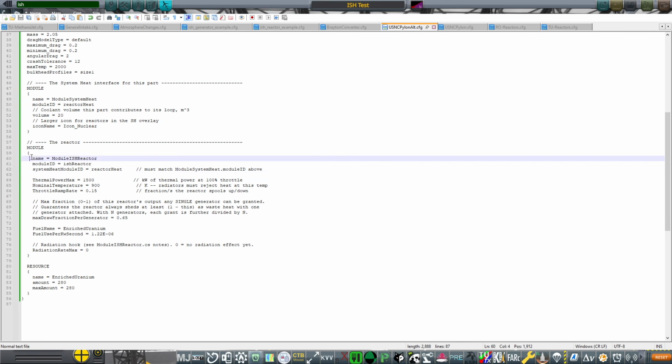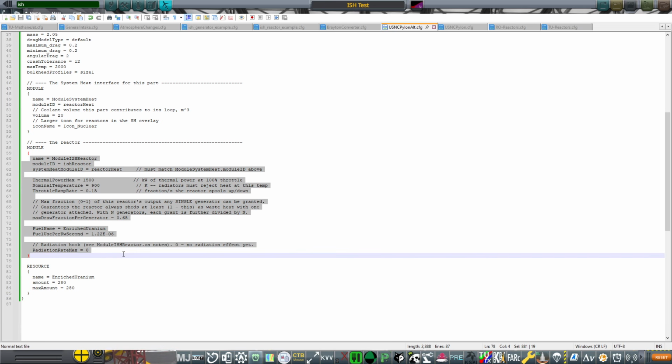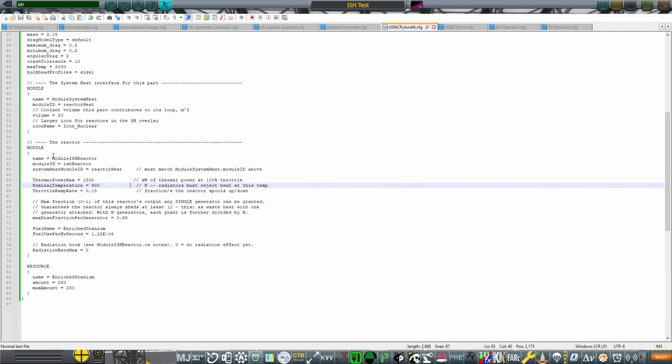So this is the module. This is the Interstellar System Heat Reactor module. Thermal power max, nominal temperature, and then throttle ramp rate. That's just how quickly the reactor spools up. And then this is how much the reactor is willing to give the generators.